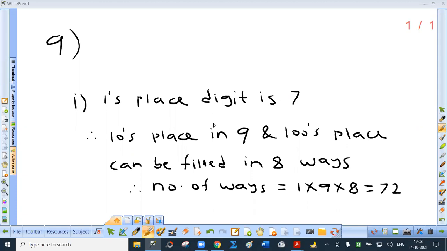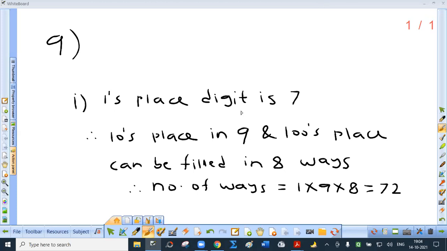So write down, you have to elaborate this. If the units place digit is 7, then the tens place can be filled in 9 ways and the hundreds place can be filled in 8 ways. So the number of ways is 1 into 9 into 8, that is 72.